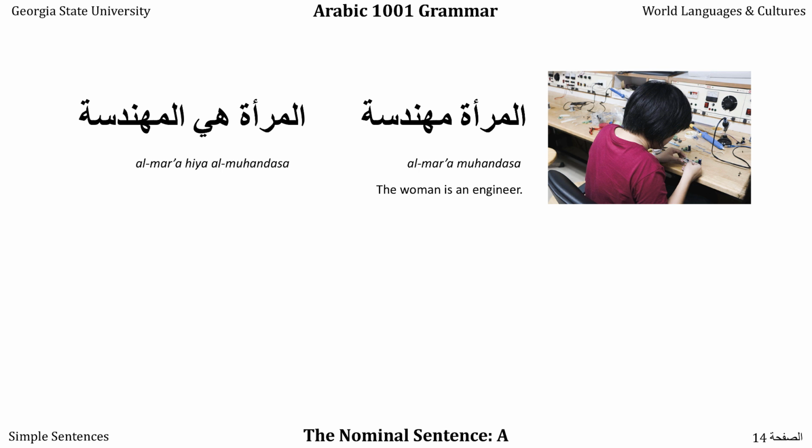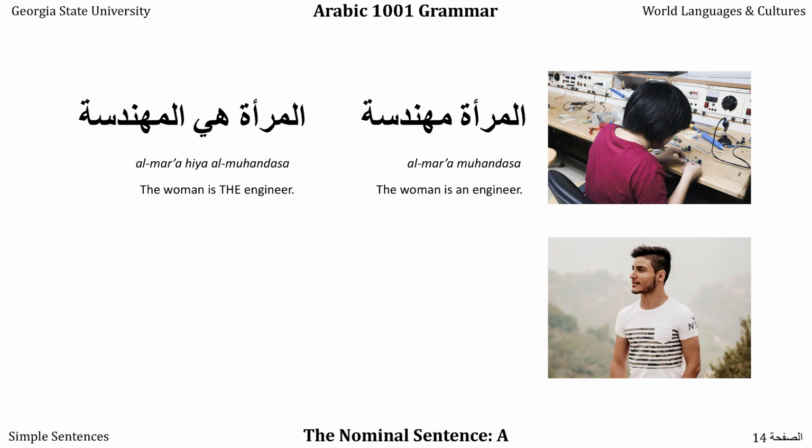Hiya is our pronoun for she, or non-human it, or non-human plural they, but of course we mean she here. So al-mar'a hiya al-muhandasa. The woman is the engineer. This is our way of making it clear that this is a sentence, and the hiya is here to separate the subject and predicate, or mubtada and khabar, of the sentence. So the hiya is here to tell you that this is a sentence, even though both words are definite. So al-mar'a hiya al-muhandasa means the woman is the engineer.